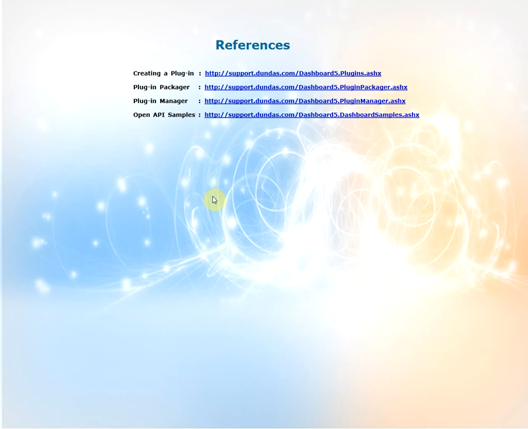For more information on what we discussed, you can go to our support site to the following pages. Creating a plugin page will tell you how to create a plugin using our API. The plugin packager page will give you the steps on how to use the plugin packager tool. The plugin manager page will give you the steps on how to use the plugin manager tool. If you are looking to create your own plugins or add-ons using the API, then go to the Open API samples page and check out the samples listed there. We also have the codes, so you can directly use them and install them onto your dashboard instance.